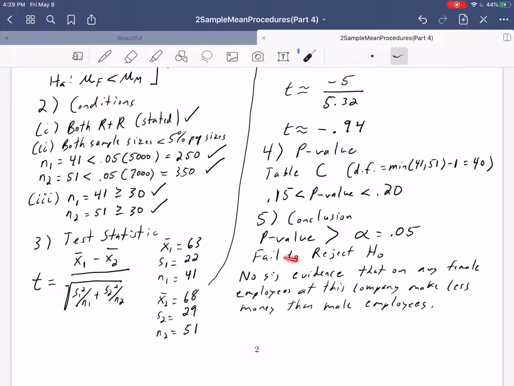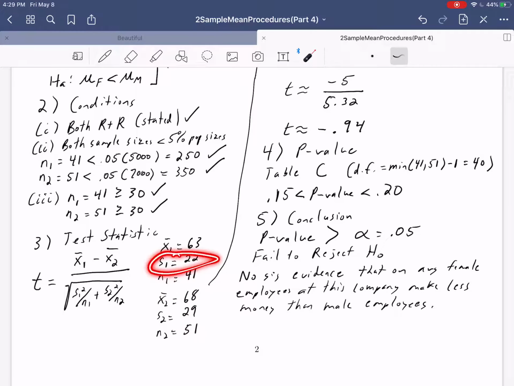So, in other words, we did not find significant evidence for a gender pay gap, at least at this company. Was there a bit of a difference in our sample? For sure, right? In our sample, women were only making $63,000 on average, while men were making $68,000.